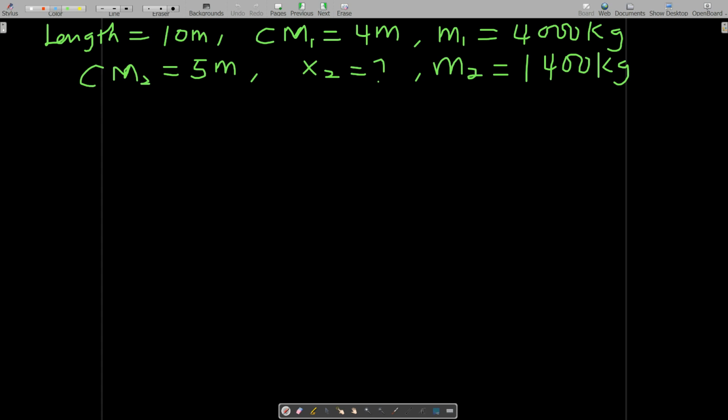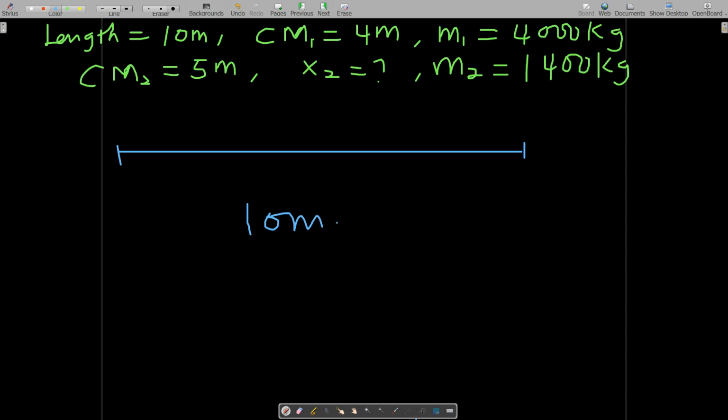Now the length of the truck is given as 10 meters, and the mass at the point where no other external mass has been added is 4,000 kilograms. So let's analyze that first condition and see. Let's say this is the truck, and the length of the truck is 10 meters.